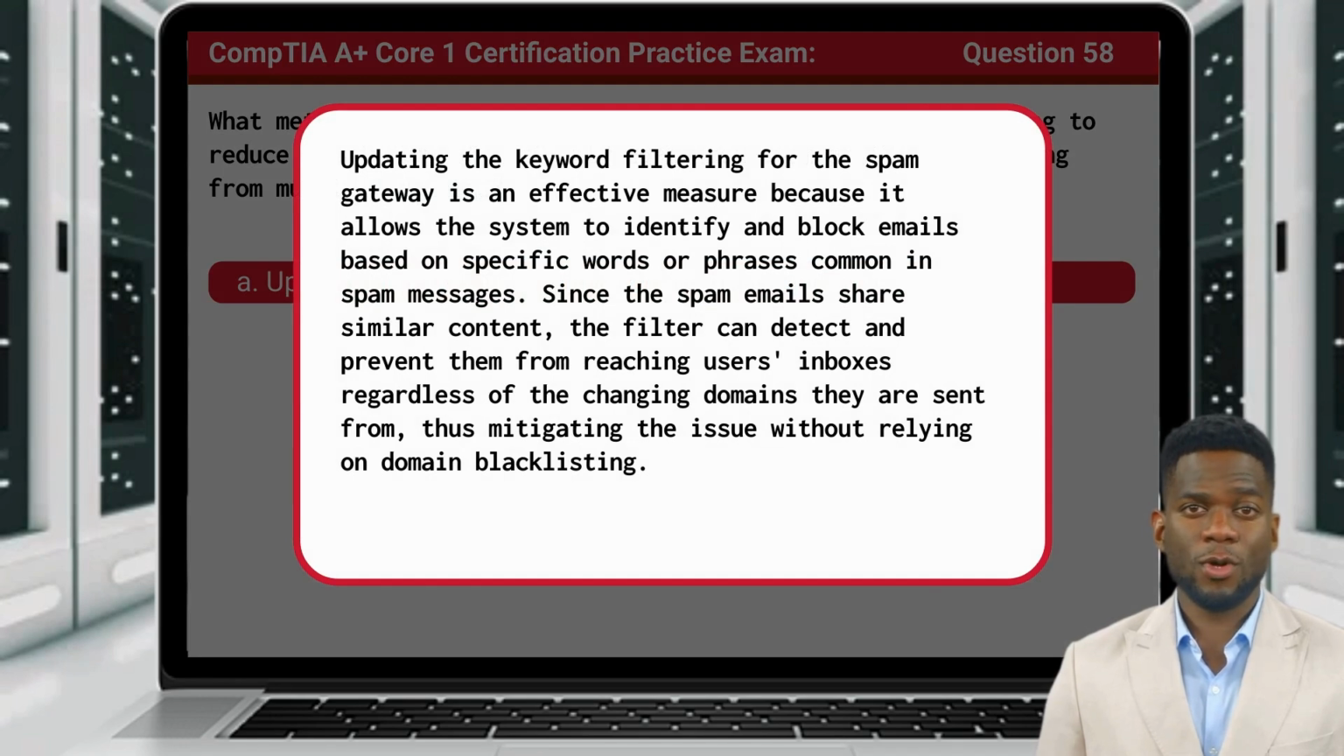Updating the keyword filtering for the spam gateway is an effective measure because it allows the system to identify and block emails based on specific words or phrases common in spam messages. Since the spam emails share similar content, the filter can detect and prevent them from reaching users' inboxes regardless of the changing domains they are sent from, thus mitigating the issue without relying on domain blacklisting.